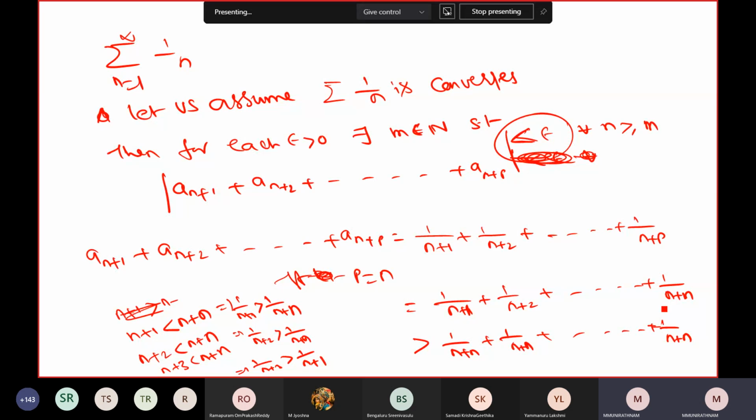Okay, fine. Now we'll go for, we saw 2 tests to check the convergence. The first one is the sequence of partial sums, and the second one is the geometric series.